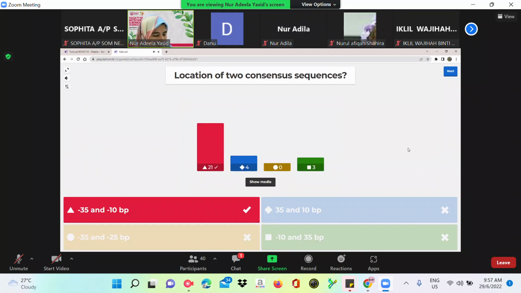Okay, so I hope you already know the location for the consensus sequence. What does it mean by consensus sequence? You need to know the location. You need to know what the sequence is for -10 and what the common sequence is for -35.